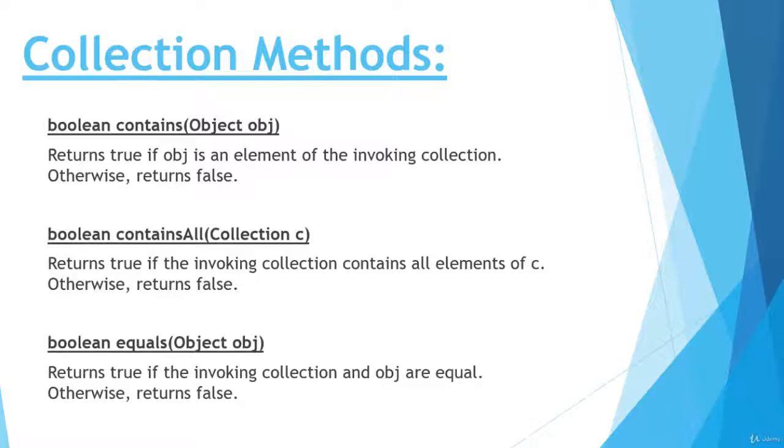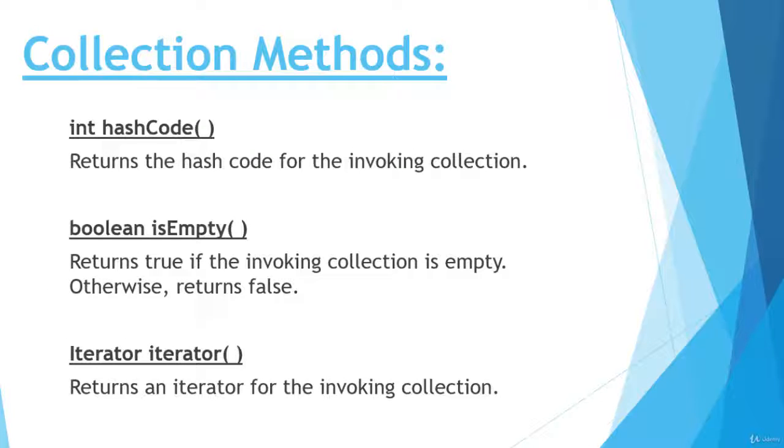Next, we have the equals method. This is also a Boolean type method that takes an object. Returns true if the invoking collection and the object are equal, otherwise it returns false. The equals method compares the object and the invoking collection, and if they are equal, we get true, otherwise false. Next, we have the hashCode method. Returns the hash code for the invoking collection, and we will discuss the hash code in our next videos, so don't get confused with that.